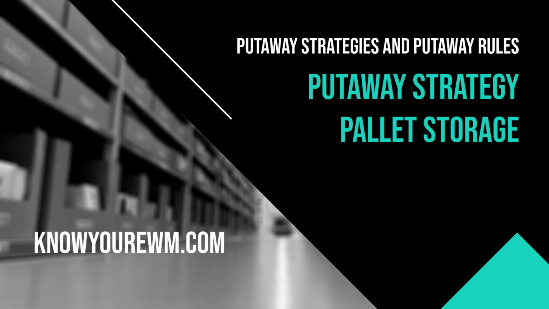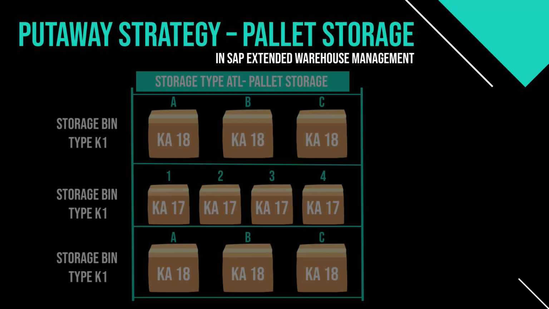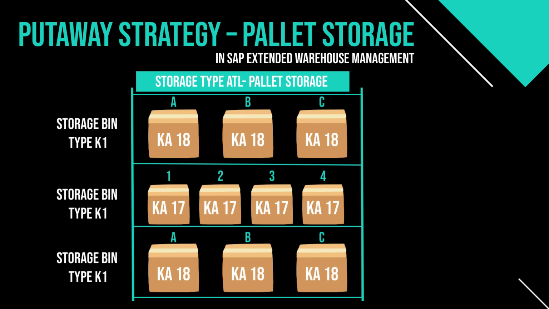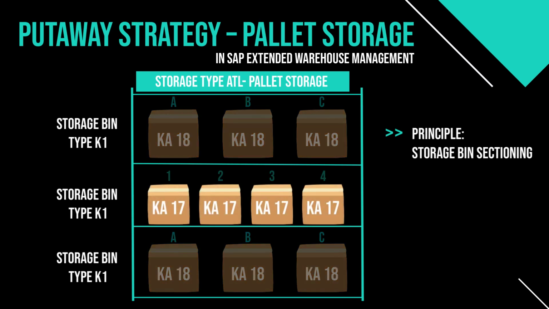Put away strategy, pallet storage. This type of strategy is based on storing different handling unit types in the EWM system. And for storing these different types of handling units, EWM uses a so-called storage bin sectioning. Like we can see in this schematic picture, the handling unit type KA18 basically sections the storage bin into 3 parts, whereas the handling unit type KA17 splits the storage type into 4 equal parts.